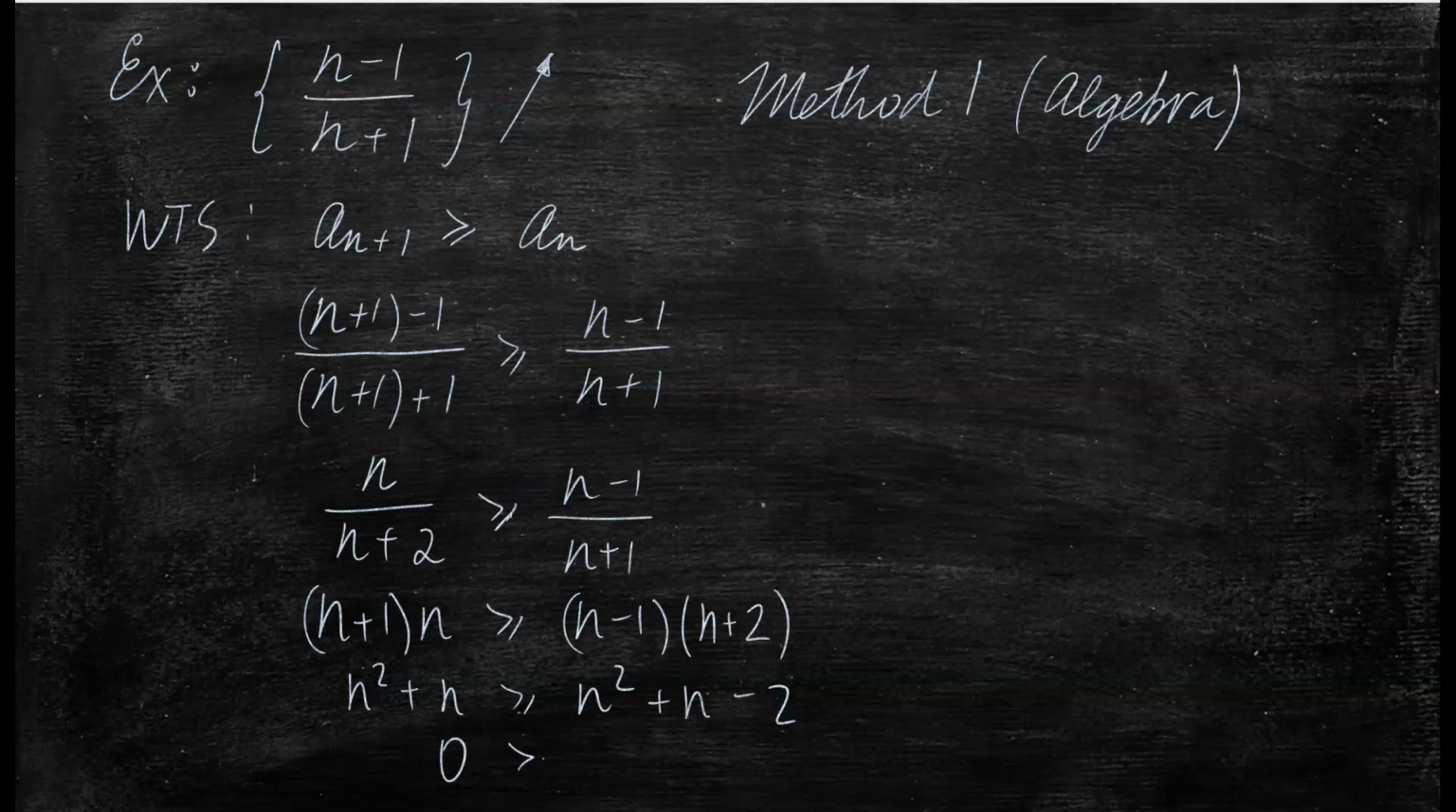And we have 0 is greater than negative 2. So it's not always this simple, but it is always possible to show that this inequality holds for natural values n. So again, this is a convincing argument.